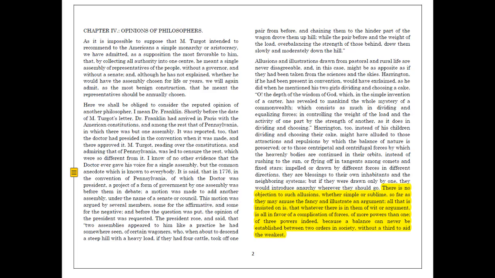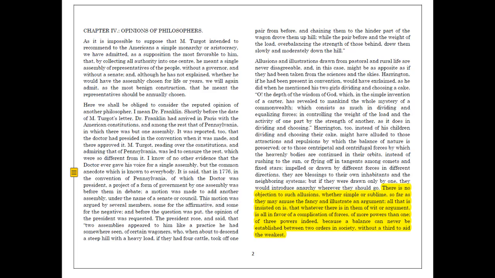Now, Adams's first move here, then, is to cite Turgot for misunderstanding a quotation from Ben Franklin. Supposedly in his letter, Turgot wrote that Dr. Franklin doesn't like this bicameral legislature either.